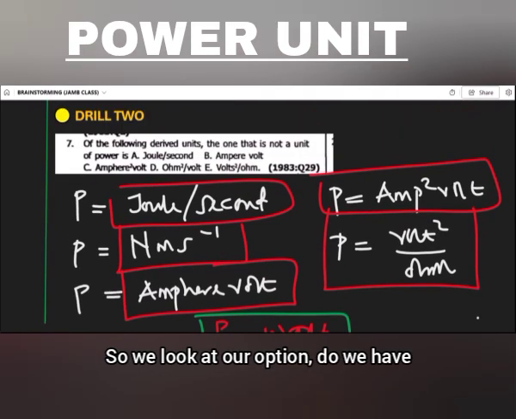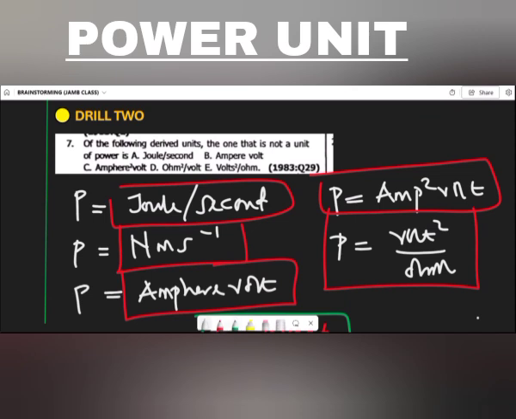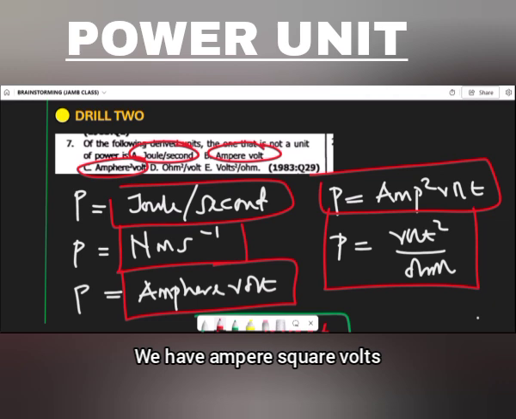So you look at our options, do we have joule per second? Yes, we have joule per second. Do we have ampere volt? We have ampere volt. Do we have ampere squared ohm? We have ampere squared ohm. Do we have ohm squared volt? We don't have ohm squared volt. We only have volt squared ohms.